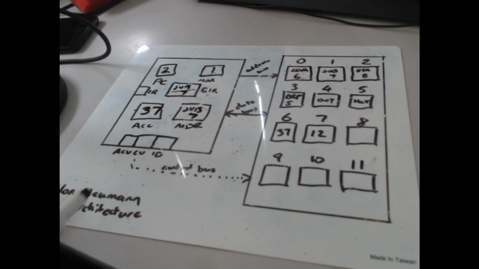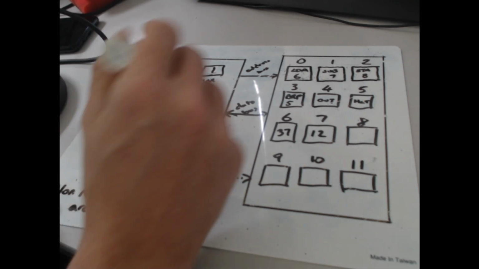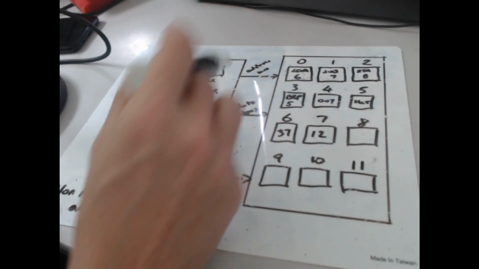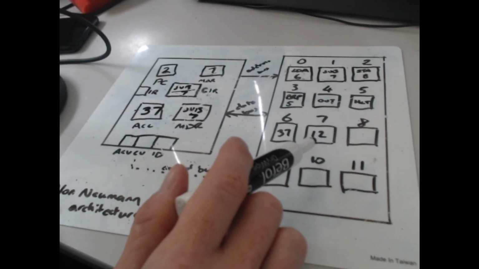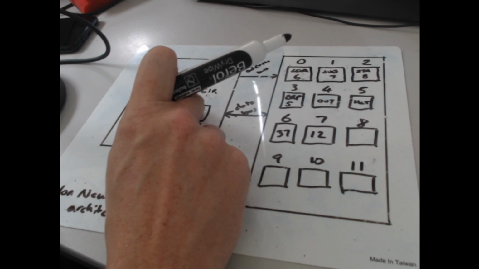So execute. The execute of a subtract function is quite similar to load, and you'll see. So 7 is going to go into the memory address register. It'll travel along the address bus. We find the value that's in 7, in this case it's 12. That'll travel along the data bus and be stored in the MDR.